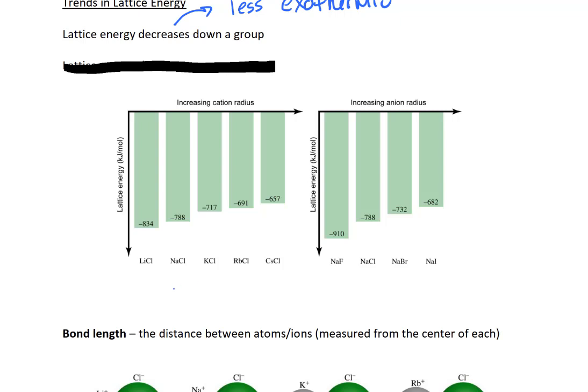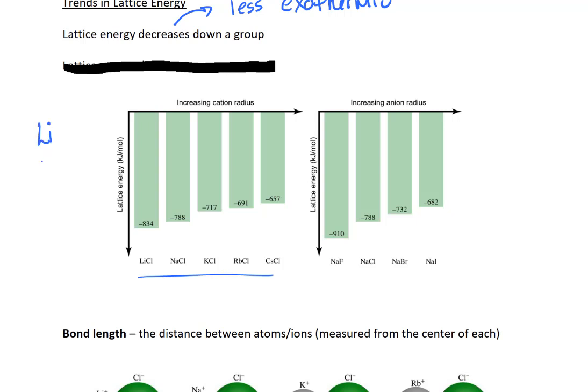So let's look at this first little bar chart. Here we have chloride in all of these, but what's changing is we're going from lithium to sodium, potassium to rubidium to cesium, which are all in group 1 on the periodic table, and they're in this order, right?